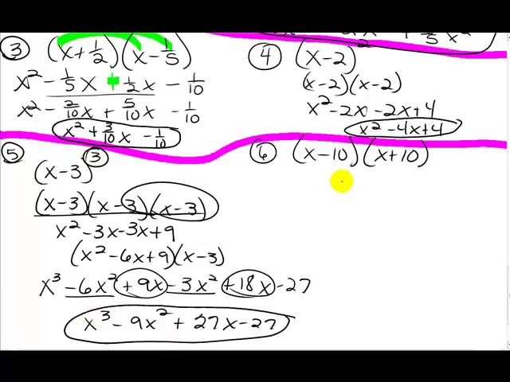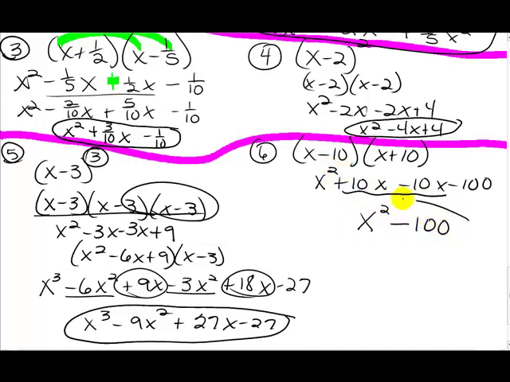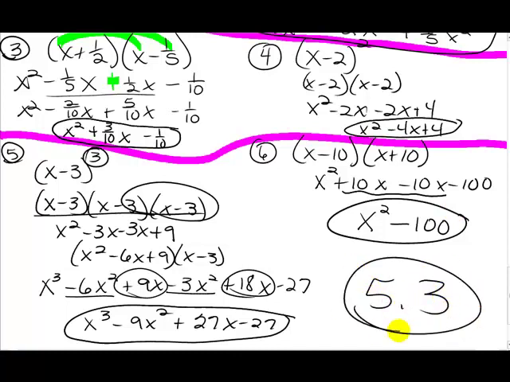And then here, again, to FOIL it, you've got two binomials, so x times everything, and then negative 10 times everything. And then that cancels. And that should be a square. All right, so that's all there is for 5.3. Send me an email if you have questions.